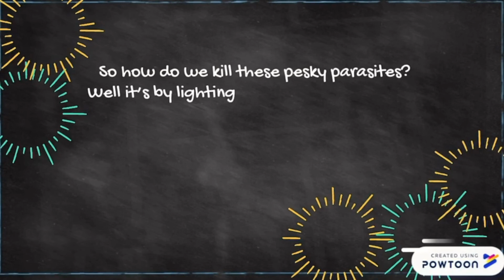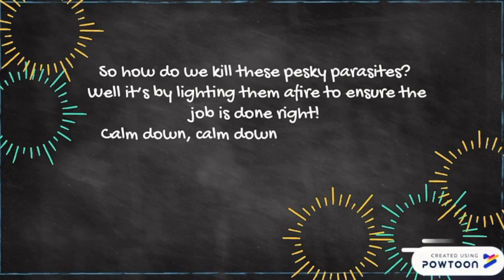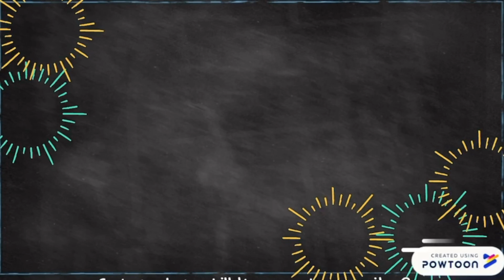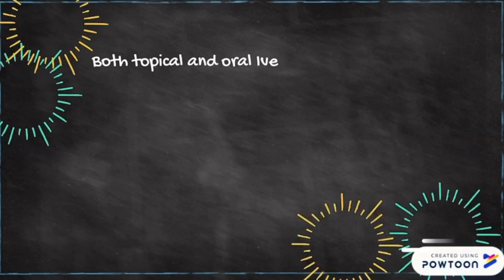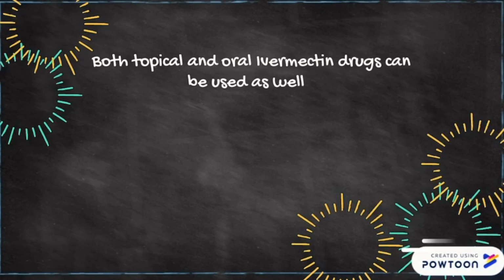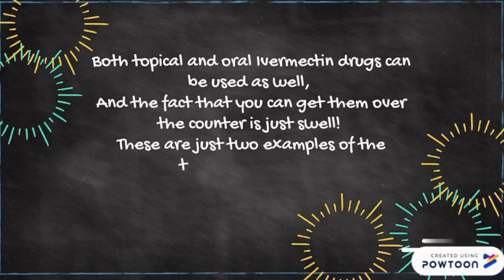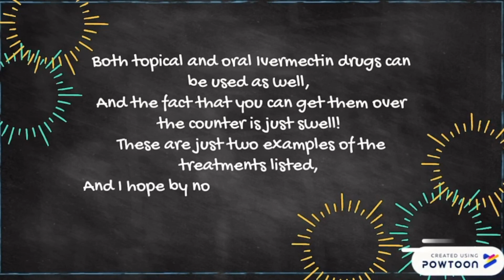So, how do we kill these pesky parasites? Well, it's by lighting them a fire to ensure the job's done right. Calm down, I'm only kidding. It's by purchasing lice-killing lotions containing 1% permethrin. Both topical and oral ivermectin drugs can be used as well, and the fact that you can get them over the counter is just swell. These are just 2 examples of the treatments listed, and I hope by now you all are still listening.